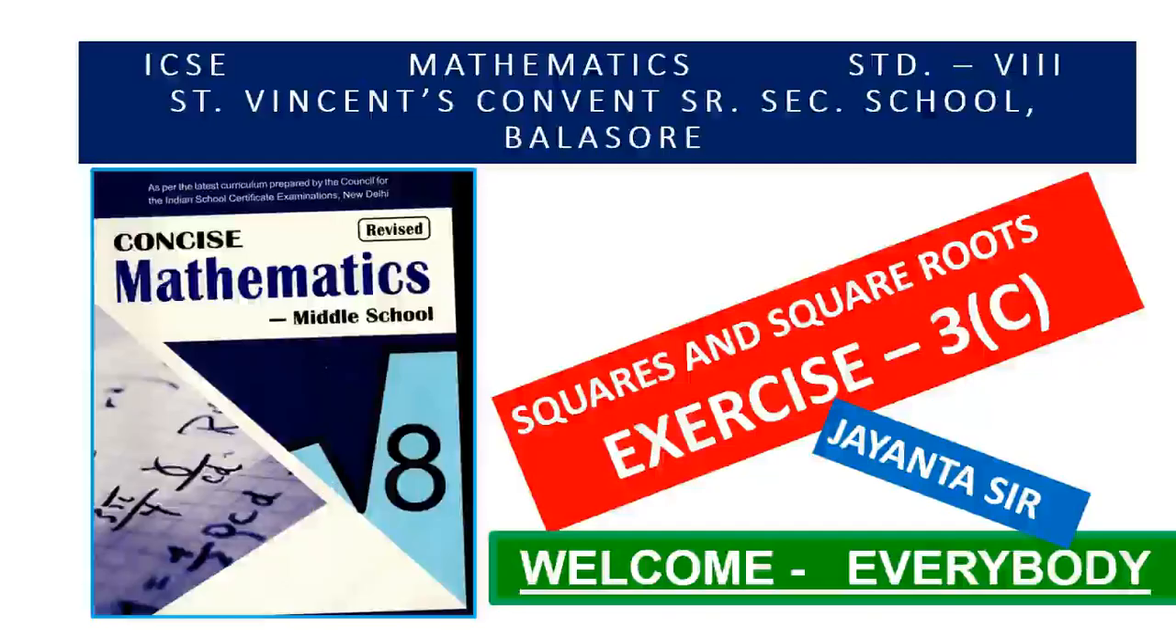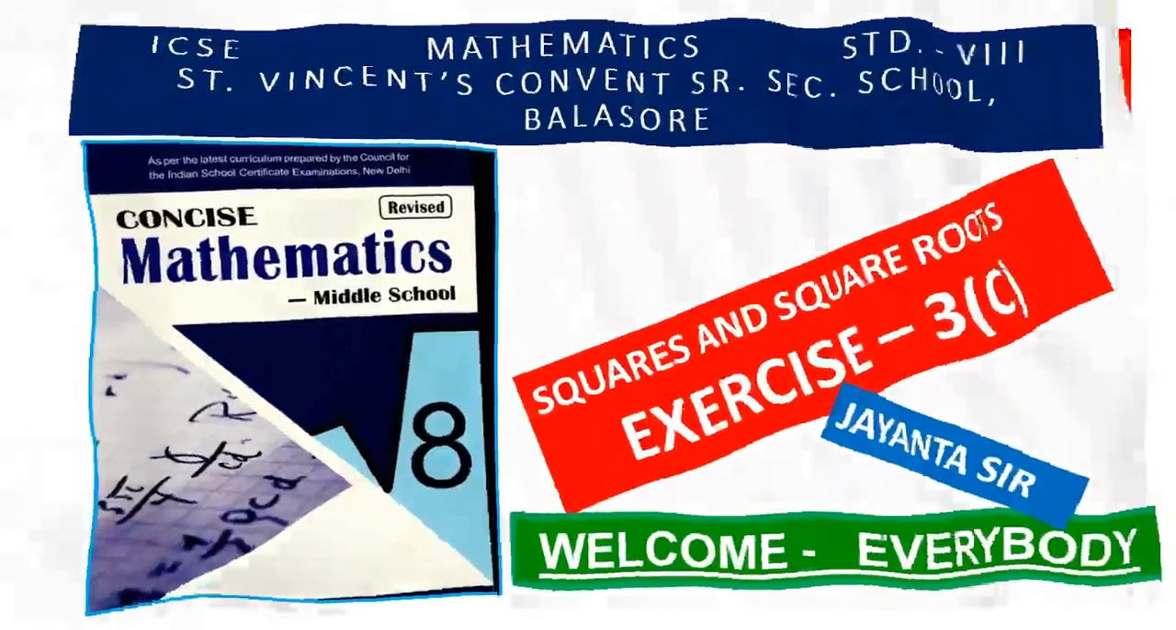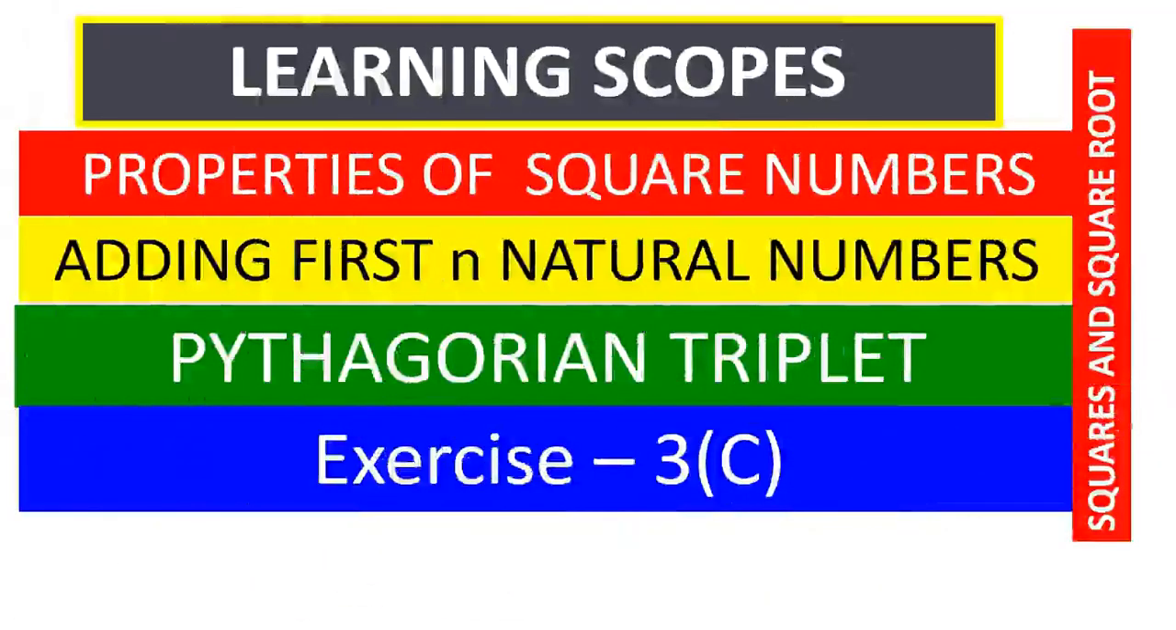Here is Jan sir. Today I am going to teach you Mathematics of Standard 8 and the chapter name is Square and Square Roots. We'll start from exercise 3C onwards. And today's learning scopes are properties of square numbers, adding first n natural numbers, Pythagorean triplet, and then exercise 3C.